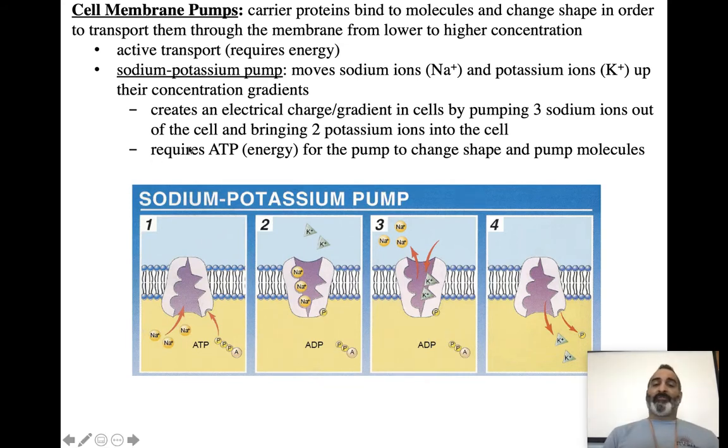This whole process, for this to work, requires energy. And why does it require energy? You're moving sodium and potassium against their concentration gradients. So therefore, that requires energy. And this protein actually has to conform and change shape to do it.